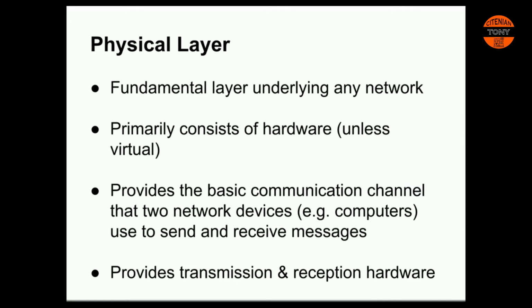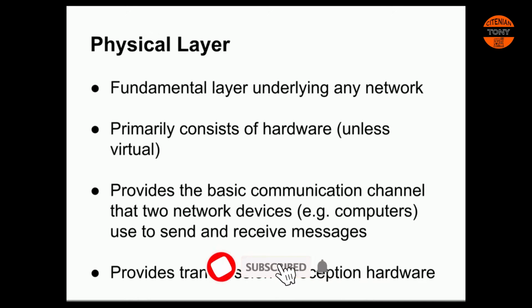Functionally, the physical layer provides a fundamental base for building a network system. It is the fundamental layer that underlies any network. In most cases, the physical layer is implemented in hardware and primarily consists of hardware. There is a way that we can virtualize a network, and we can essentially simulate a network using a physical layer that's been implemented in software. But for the most part, the physical layer consists of hardware.